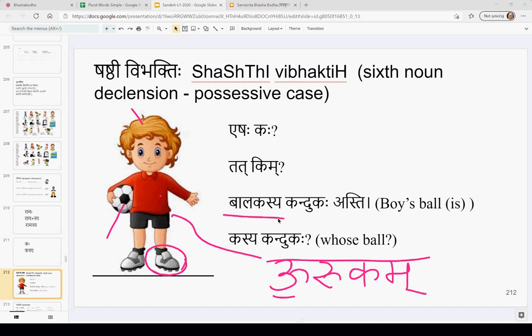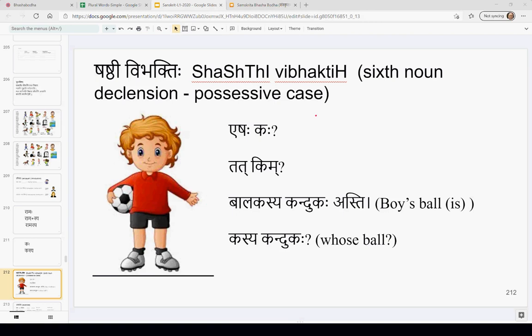Pullinga padam. So we have balakasya. Balakasya you can add. Kasya kandukaha, question. Kasya keshaha, balakasya keshaha, balakasya vastram, balakasya padatranam, balakasya hastaha, balakasya padaha, foot, balakasya padaha. So you can try to form sentences like this. Balakasya netram, balakasya nasika, balakasya karanaha. So looking at it like this and using this shashthi, or the sixth case ending, we can start forming the sentences.